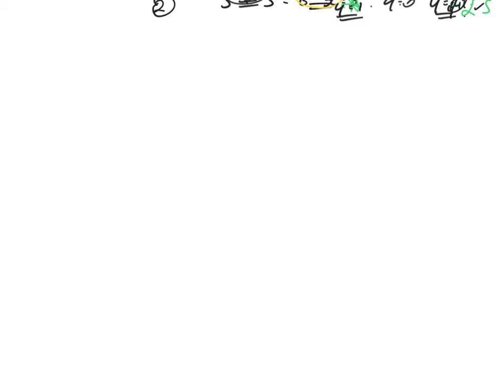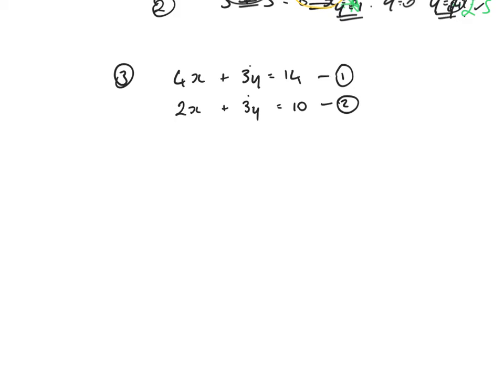So let's go for an example 3. So 4x plus 3y is equal to 14. I'll call that equation 1. And 2x plus 3y is equal to 10, and I'll call that equation 2. So I'm going to look to eliminate something, and it makes sense to eliminate the y's. So again, how would I eliminate 3y?